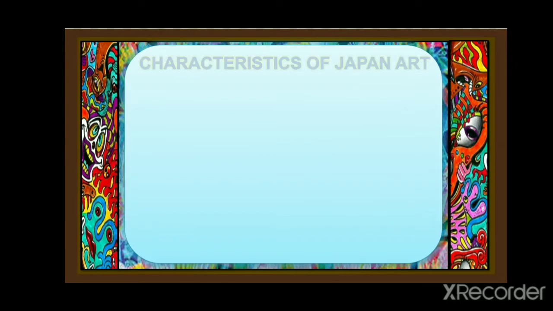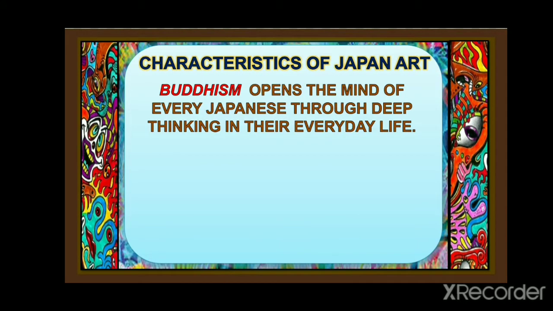And what are the characteristics of Japanese art? The first is that Buddhism opens the minds of every Japanese through deep thinking in their everyday life. So the Japanese practice the idea of wabi, which means that even the smallest person or thing can contribute to the understanding of intricate life.